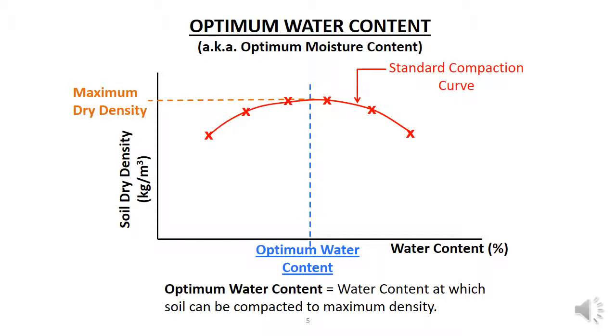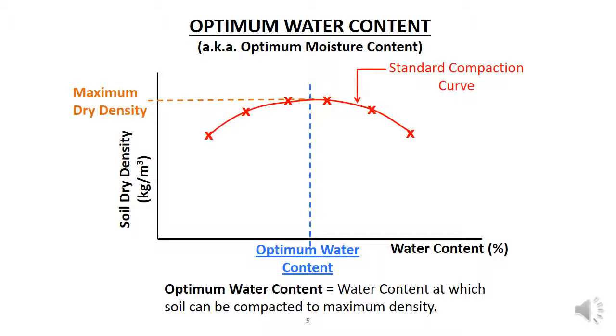This is what this curve shows. The horizontal axis, the x-axis, is the water content increasing from almost dry to the left to saturated at the right of the axis. The vertical axis is the density of the soil that can be achieved at that water content, starting from a low density at the bottom to a high density at the top.